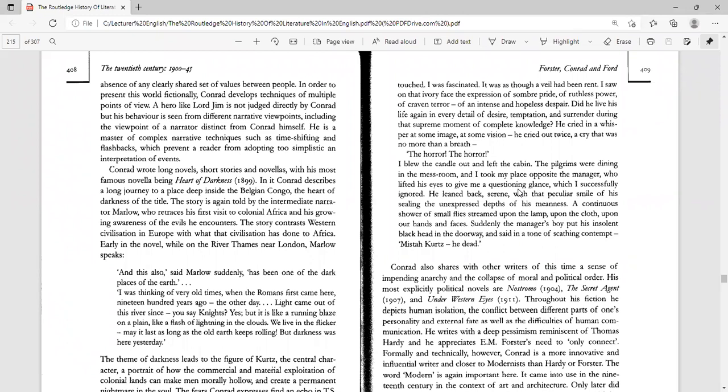Conrad develops the techniques of multiple points of view. That is the great contribution of Conrad, use of multiple narrators, the idea of the unreliable narrator. Unlike Victorian novels where the omniscient, all-knowing narrator is seen, here is a narrator that is unreliable, that can be biased, that can be prejudiced, that may have lack of knowledge. So Conrad uses multiple narrators.